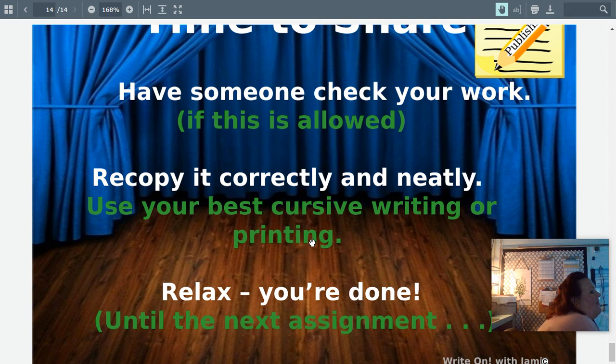You are really done, but then you might have another one, so not until the next assignment. Okay? All right, so these are combined. This process combined with the 6 traits of writing. Okay, you will be tested on Friday.